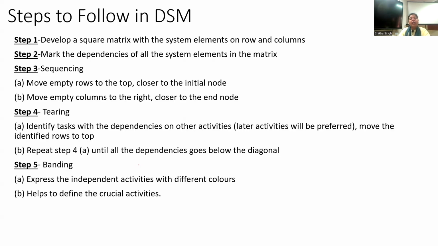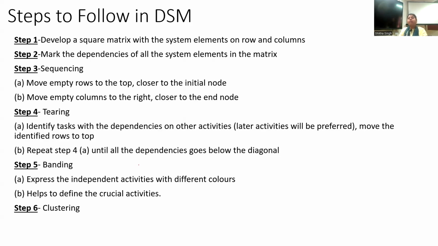Banding expresses the independent activities with different colors, right? And then it helps to identify the crucial activities. So those activities which have different kinds of dependencies will be expressed in a different color. So it will be easy for you to understand what are the independent activities and what are the crucial or critical activities. Then the clustering.